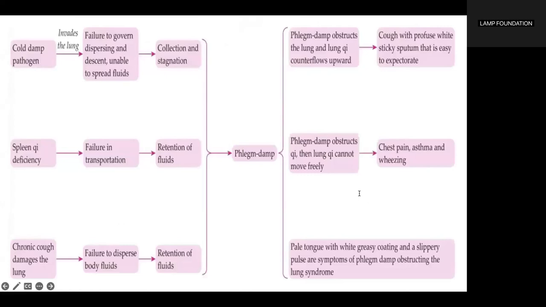Clinical manifestations: cough with profuse white sticky sputum that is easy to expectorate, chest stuffiness, even asthma and wheezing, pale tongue with white greasy coating and a slippery pulse. This pattern can be seen in both acute and chronic diseases, however, mostly seen in chronic diseases. Damp phlegm in the lung can arise from invasions of exogenous pathogenic qi that disrupt lung qi and block the transformation and spreading of fluids. Spleen qi deficiency and dampness are often at the root of an accumulation of damp phlegm in the lung.